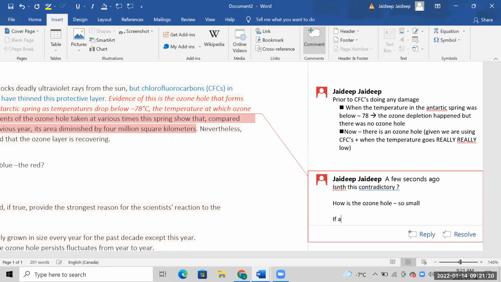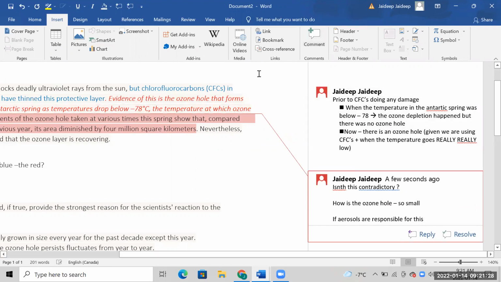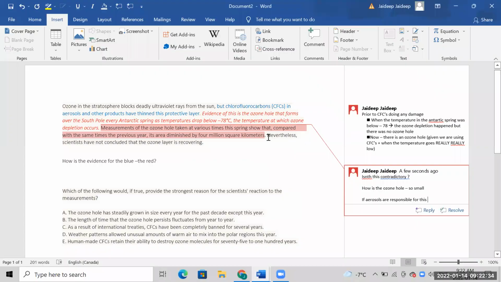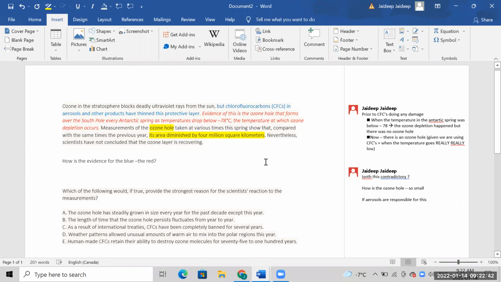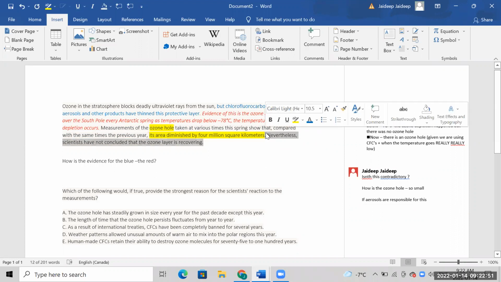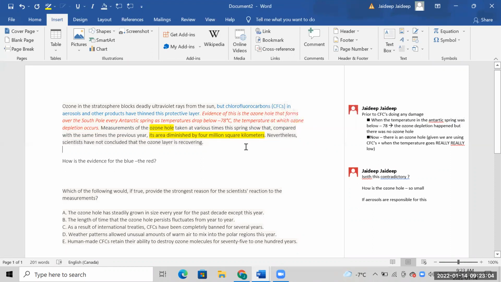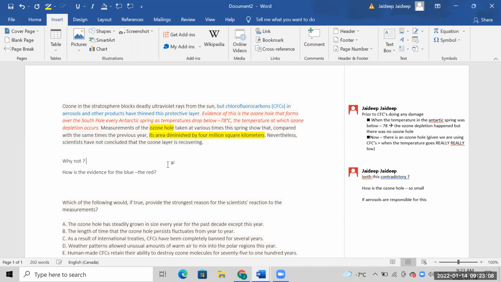So small, if aerosols are responsible. Nevertheless, I have not concluded that the ozone layer is recovering. So the conclusion, even though it's diminished by 4 million square kilometers, is that I've not concluded that the ozone layer is recovering. Why? Why not? I mean, the ozone hole is smaller by 4 million square kilometers.